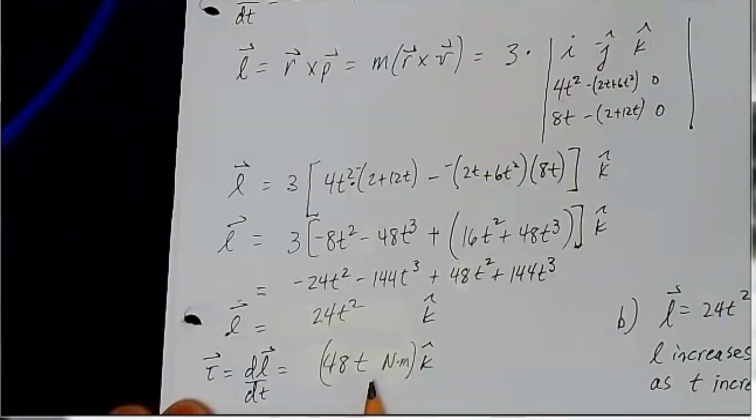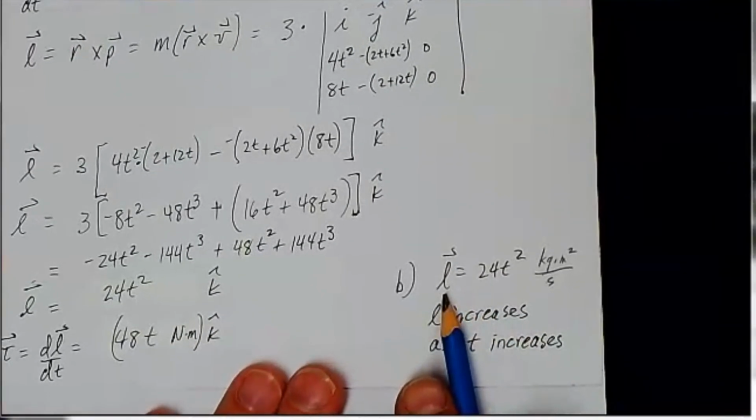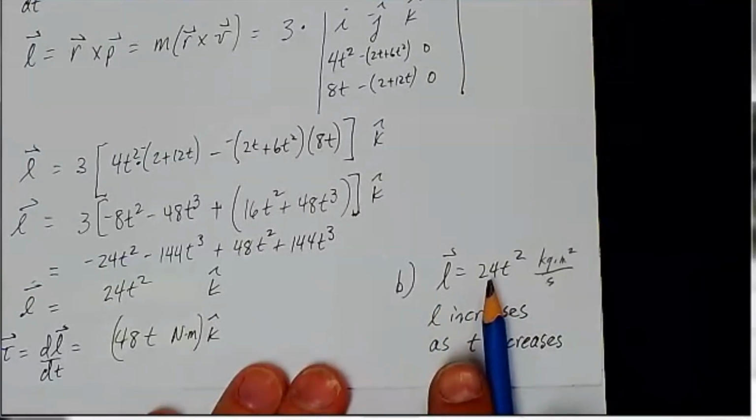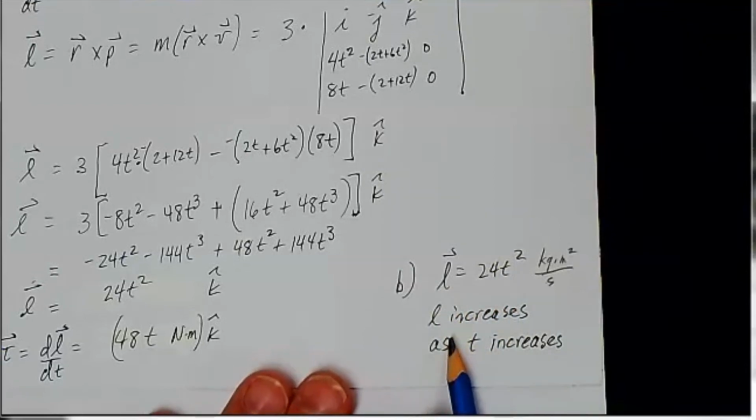Part B asked, is the magnitude of the particle's angular momentum relative to the origin increasing, decreasing, or unchanging? When I look at my expression for angular momentum, I see that it is positive. So as T increases, so does L. So it is increasing.